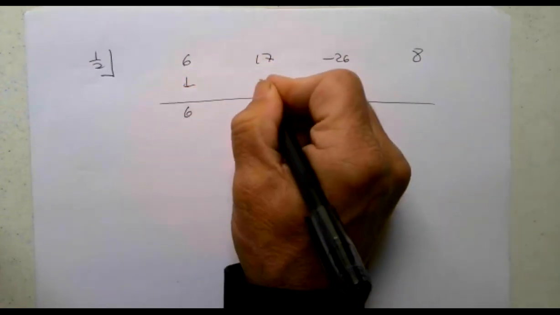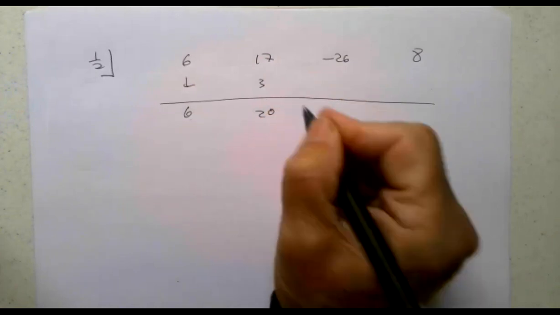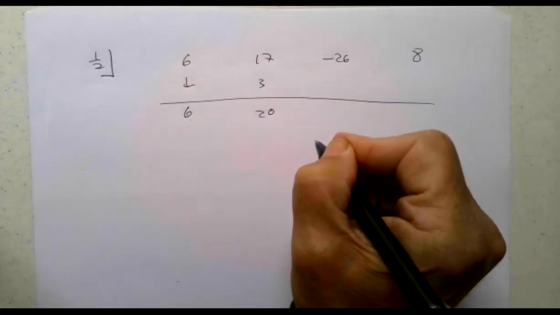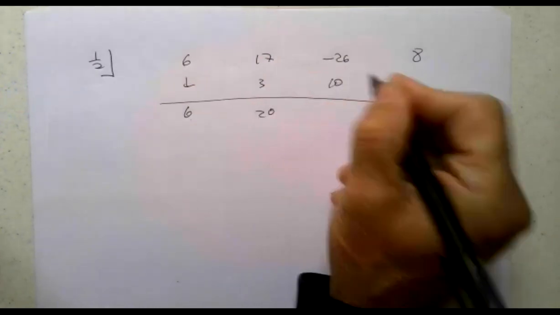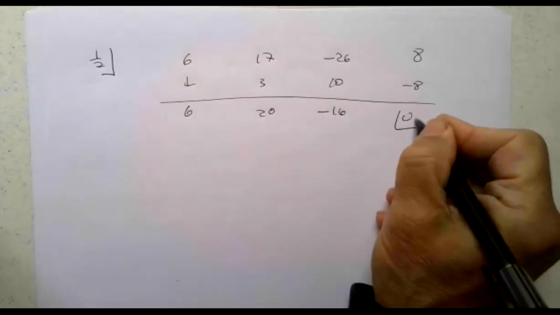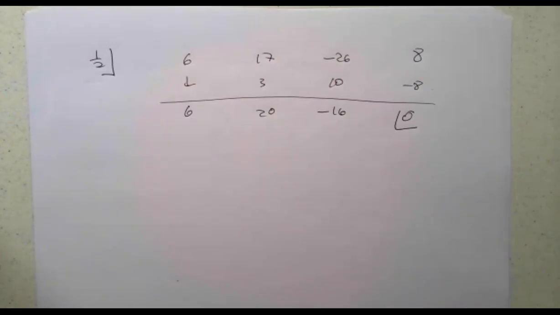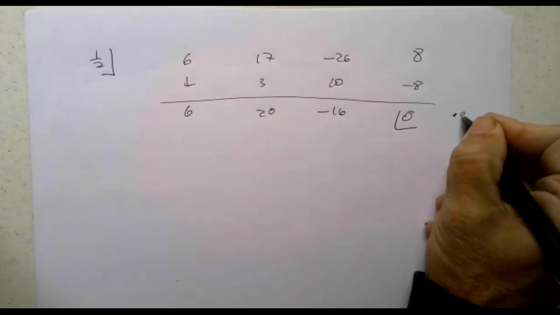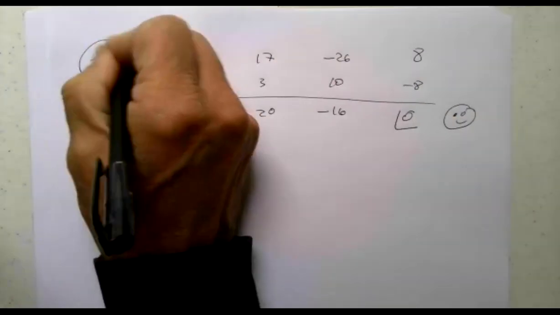Half of 6 is 3. 17 and 3 is 20. A half of 20 is 10. That's negative 16. A half of negative 16 is negative 8 and 0, and we have a solution. That makes me very happy. So 1/2 is a 0.